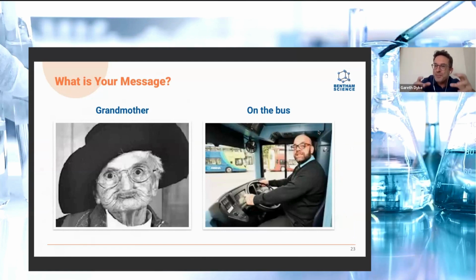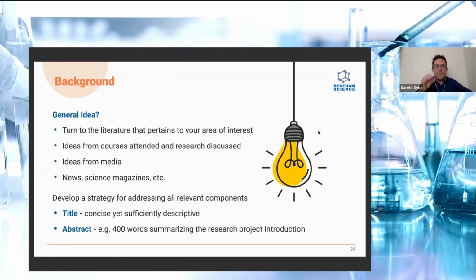Avoid confirmation bias, which is where you think you understand what's going on, but nobody else will be able to. You need a clear, easy to understand message with your grant applications. So turn to the literature that pertains to your area of interest. Get ideas from courses you've attended, research that you've discussed, ideas from media, from newspapers, from magazines. What's new and hot in your field?